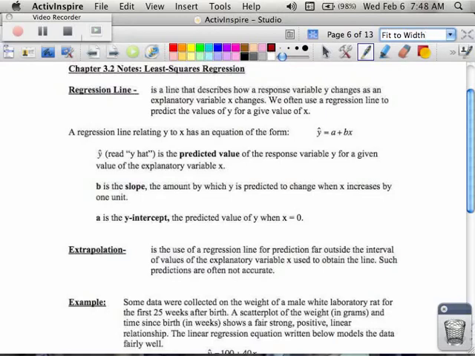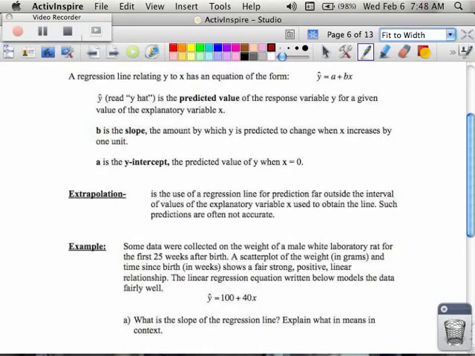A regression line is one that describes how a response variable y changes as our explanatory variable x is changing. We often use it to predict the values of y for some given set of x's. And we have this equation in this form, and we talked a little bit about it yesterday, that y hat is talking about the prediction line, and a is the y-intercept and b is the slope.